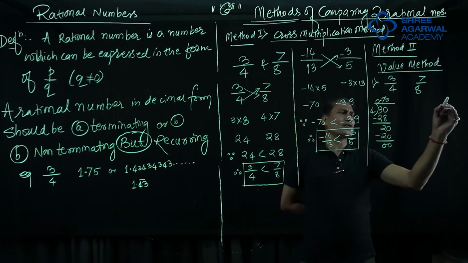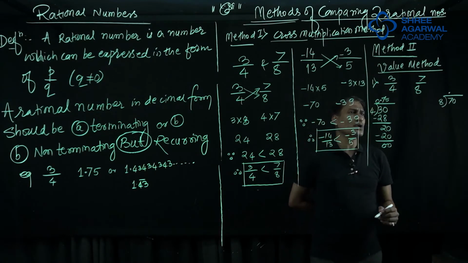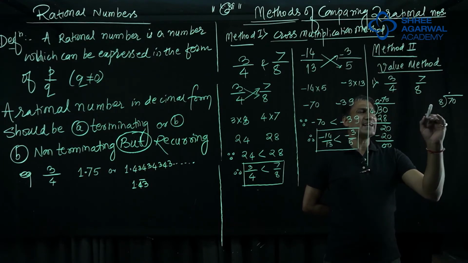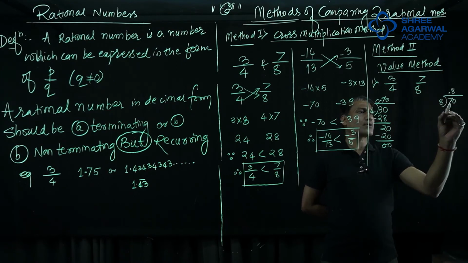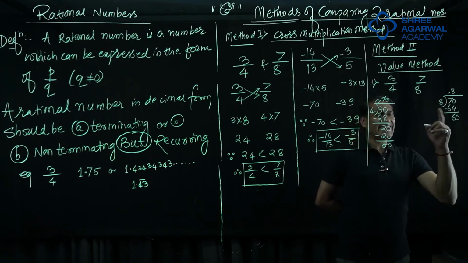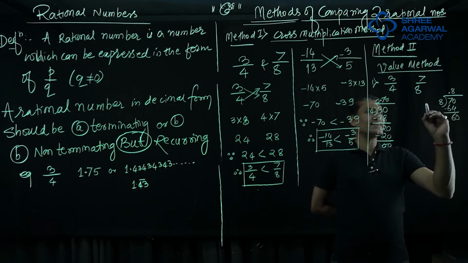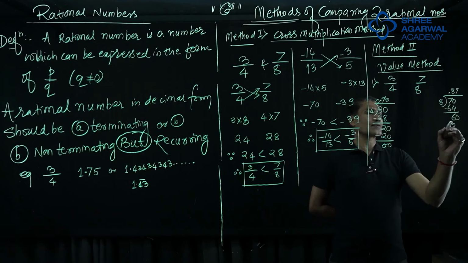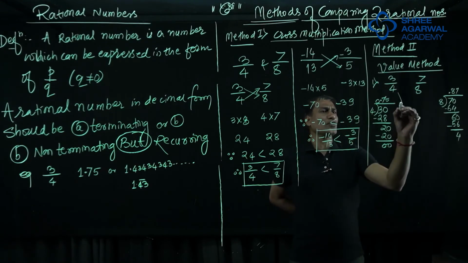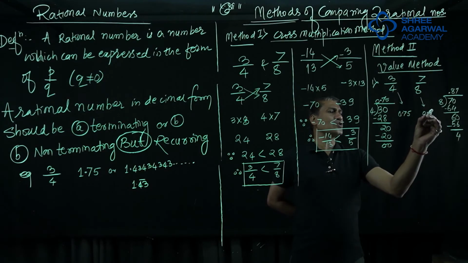Let us find the value of 7 upon 8. 7 does not go, so I take a decimal and a 0. 7 8s are 56, 7 7s are 49, 8 8s are 64. 6 remains. 8 8s are 64, 6 remains, take a 0. 8 7s are 56. Now, up to 2 decimals are enough for us. So, this 3 upon 4, its value is 0.75 and 7 upon 8's value is 0.87.